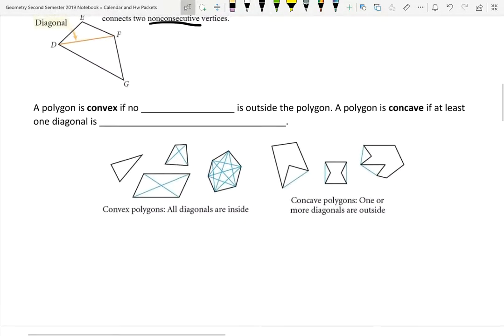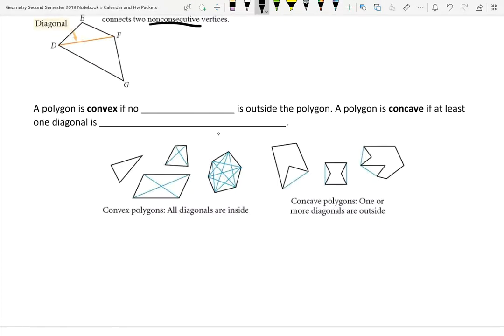A polygon is convex if no diagonal is outside the polygon. A polygon is concave if at least one diagonal is outside the polygon.